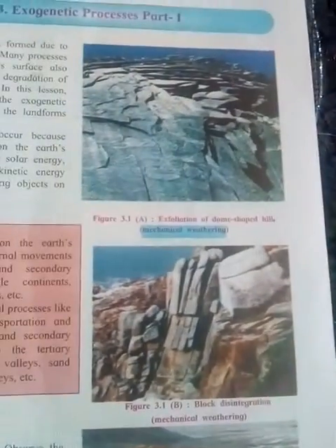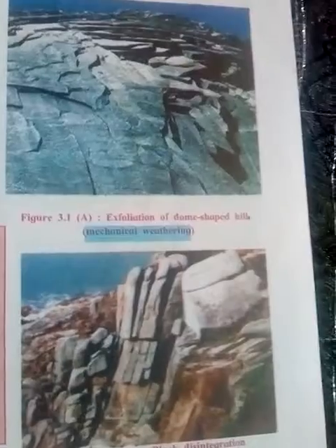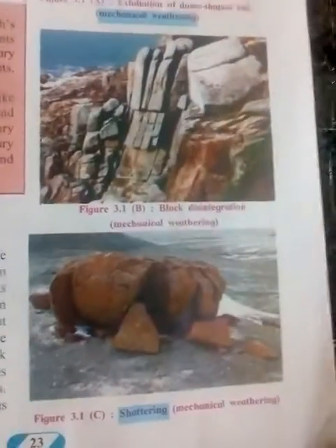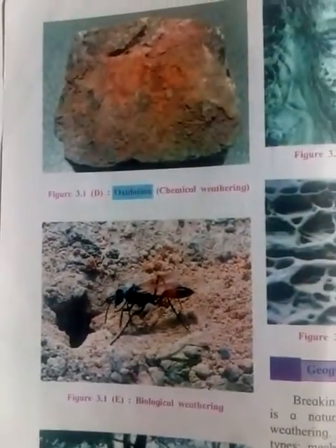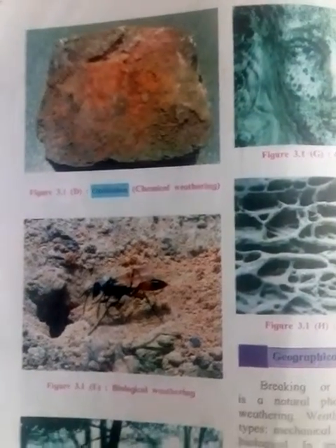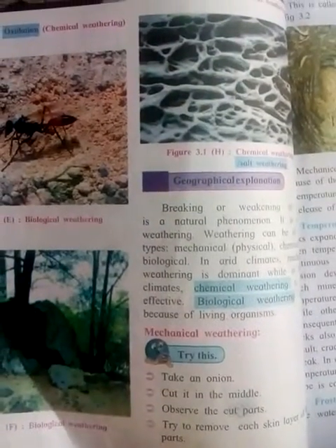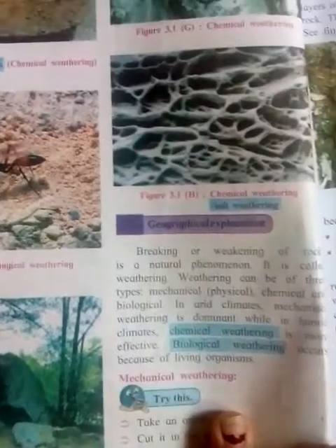That means you observe this picture and write some information about it: the first picture, second picture, and third picture. Then here is given the type of weathering. You observe and note down this observation in your notebook.